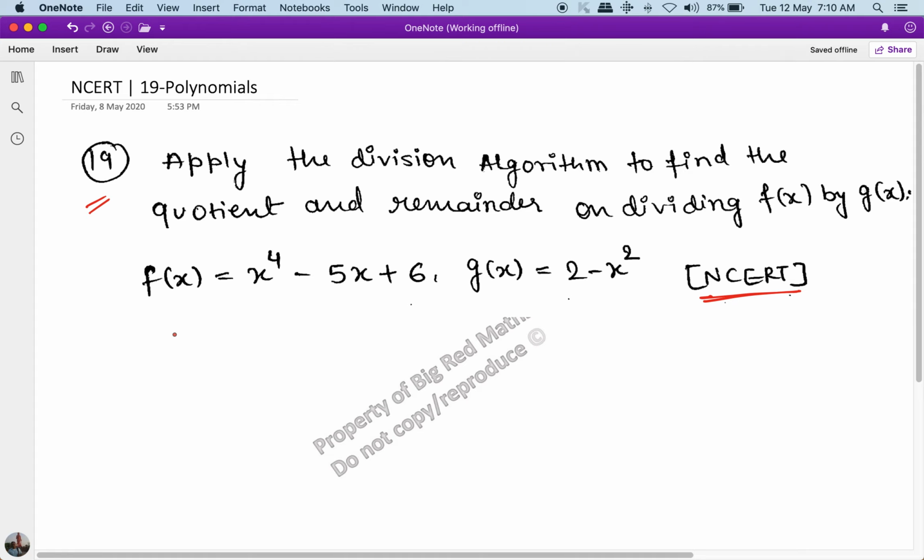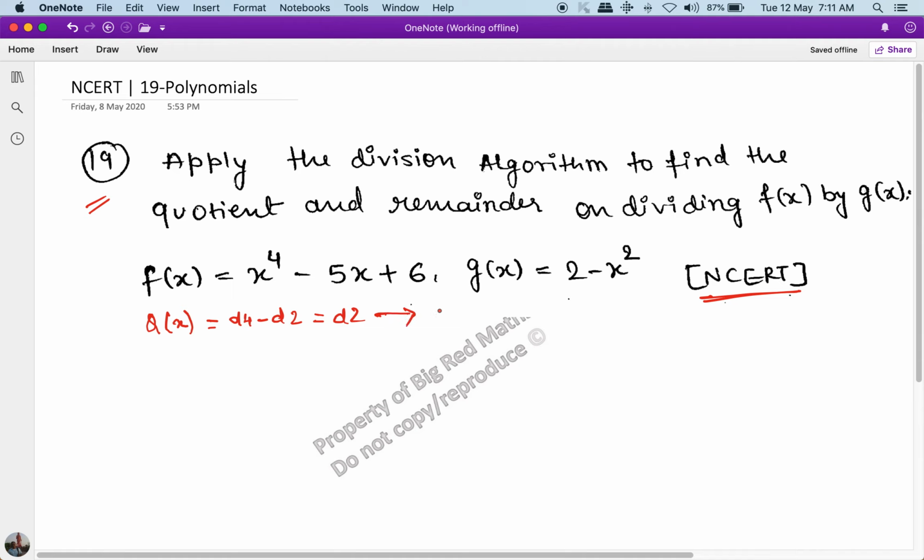The question says that if you divide f(x), which is x to the power 4 minus 5x plus 6, by g(x), which is 2 minus x square, find the quotient and the remainder. Now we know that the degree of the quotient is always the degree of f(x) minus the degree of g(x), which will be degree 4 minus degree 2. So the degree of the quotient is going to be 2.